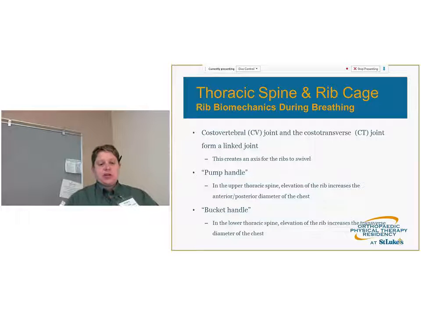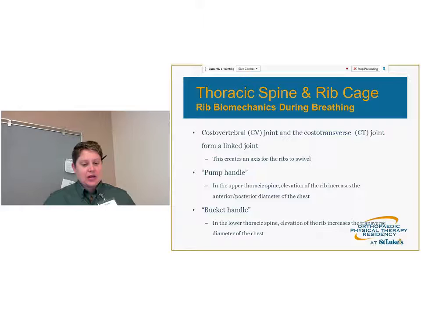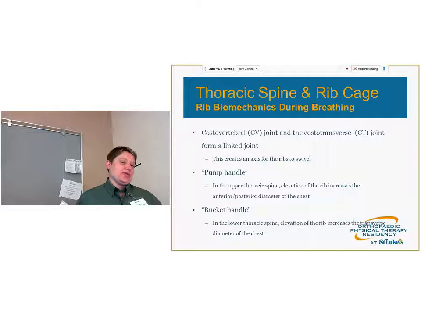Okay, costovertebral joints and costotransverse joints, they form what's called a linked joint in the back, and that creates an axis for the ribs to swivel, and that allows the ribs to move during inhalation and exhalation. There is the pump handle and bucket handle description for breathing. It's basically describing the motion, the elevation of the ribs. The pump handle is in the upper thoracic spine: when you're inhaling, it's increasing the anterior posterior diameter of the chest. And the bucket handle, which is the lower thoracic spine, when you're elevating the ribs, it's basically increasing the transverse diameter.